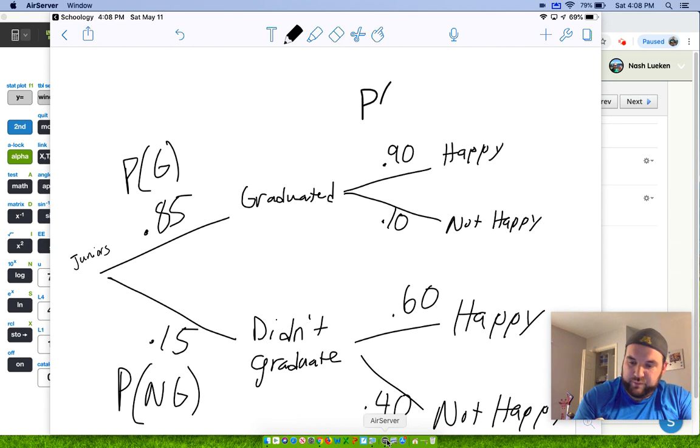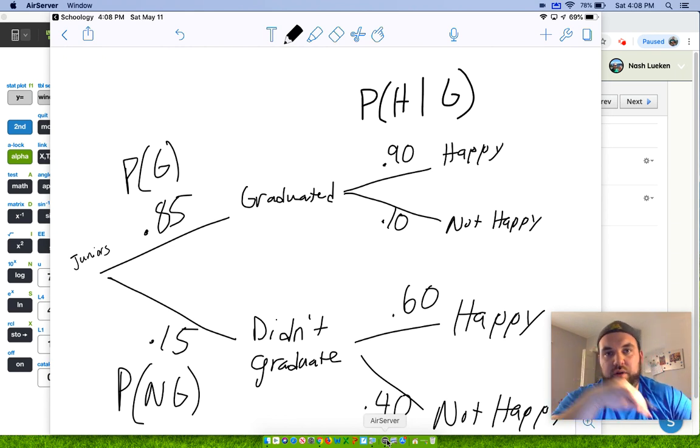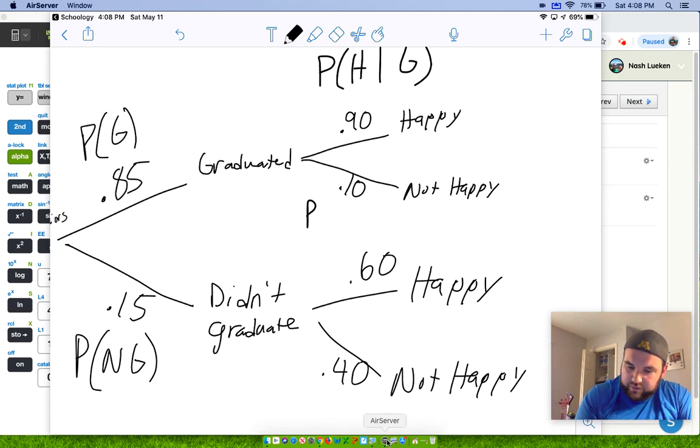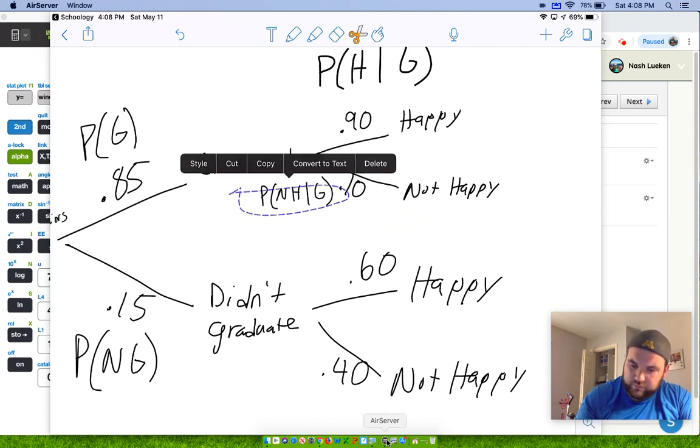So 0.9 is the probability that a student is happy given that they've graduated, right? And I know that they've graduated because it's after the graduated branch of this tree. So down here, the 0.1 would be the probability that they are not happy given that they have graduated. So that's that one. I'm going to shrink this down and put that right there.